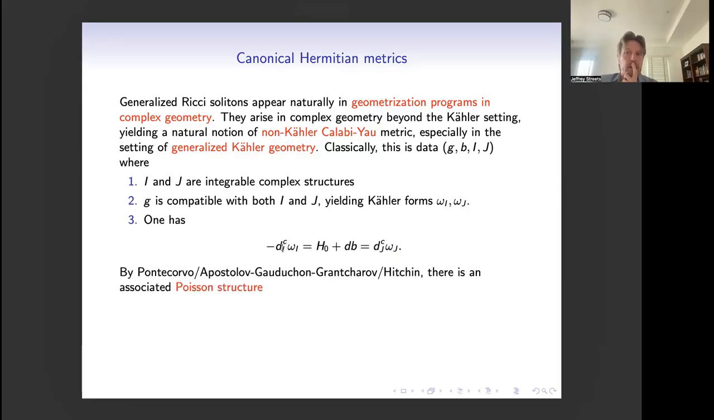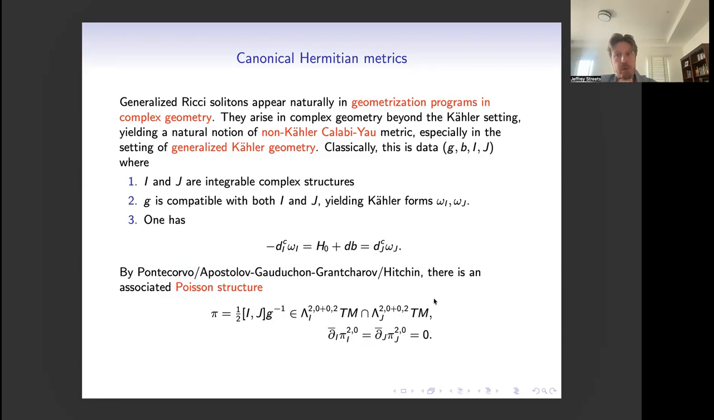Now, the key feature of this talk is really Poisson geometry, and it enters the story here. One of the first observations ever made about these generalized Kähler structures went in a few stages. Pontecorvo, Apostolov, Gauduchon, Grantcharov, and then finally Hitchin showed that there's an associated Poisson structure. There are a few Poisson structures associated with a generalized Kähler structure, but in particular, we have this one. So pi will be one half the commutator of I and J, with the index raised with the metric. It turns out that this is a real Poisson tensor.